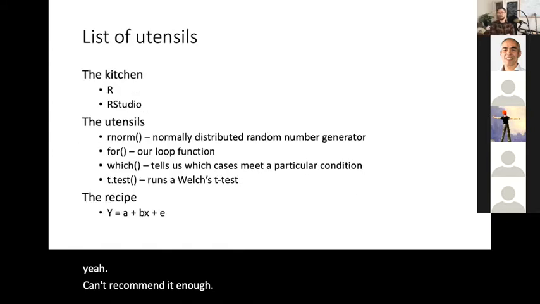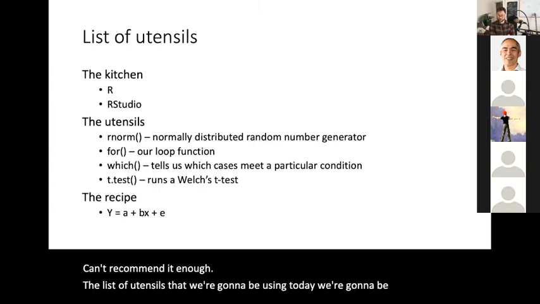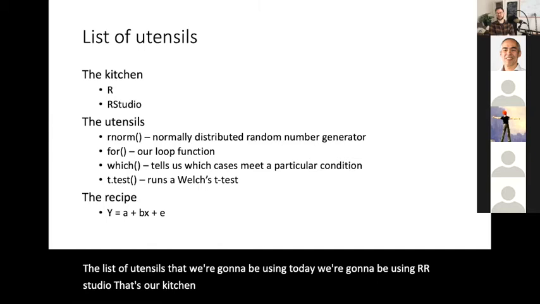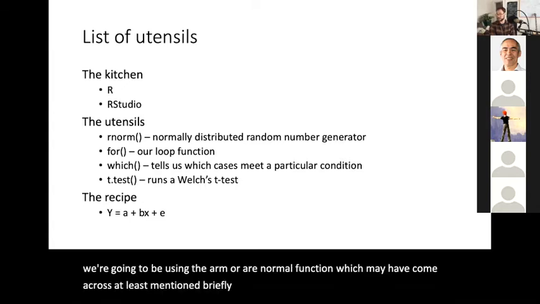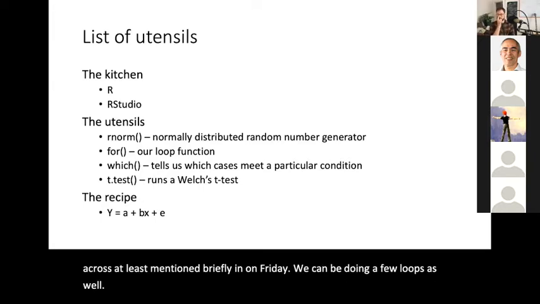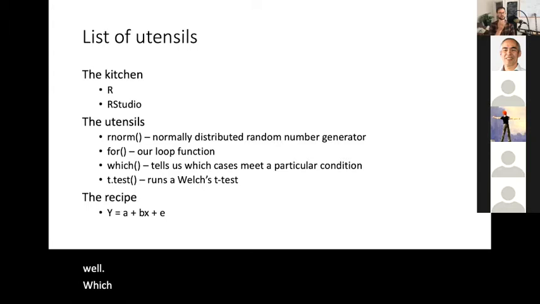So the list of utensils that we're going to be using today, we're going to be using R and RStudio. That's our kitchen, that's our environment. We've also got a set of utensils. We're going to be using the rnorm function, which you may have come across. Lisa mentioned it briefly on Friday. We're going to be doing a few loops as well, like a for loop. It's in every programming language. Hopefully you've done them before.